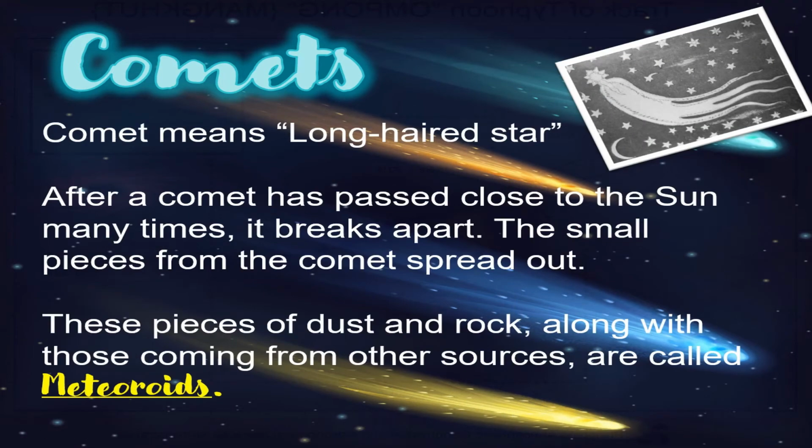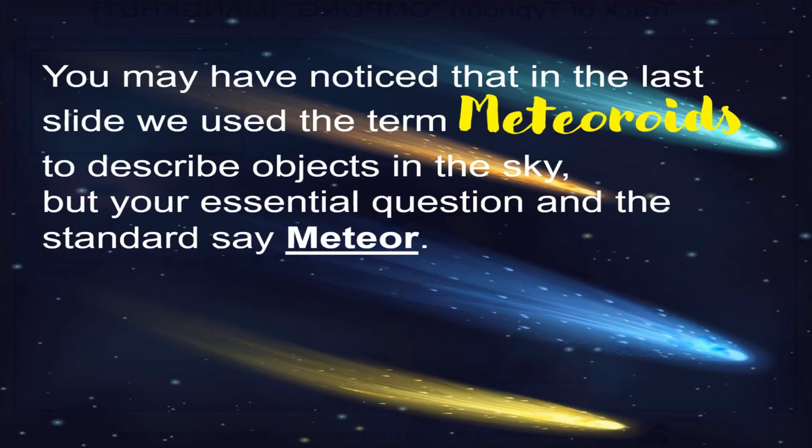Comet means long-haired star. After a comet has passed close to the sun many times, it breaks apart into small pieces that spread out. These pieces of dust and rocks, along with those coming from other sources, are called meteoroids. You may have noticed that in the last slide, we used the term meteoroid.